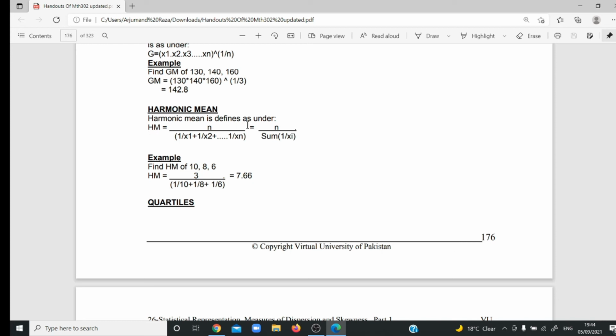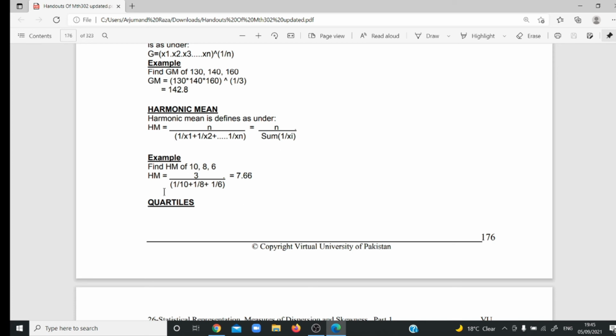Harmonic mean is defined as follows. For example, if I use the same example, I have 1, 2, 3 numbers. Okay, 3 numbers. Then what I will do, I'll just write it down: 1 over 130 plus 1 over 140 plus 1 over 160. So once I write these 3 numbers all together, I'll get 3 divided by 1 over 130 plus 1 over 140 plus 1 over 160.